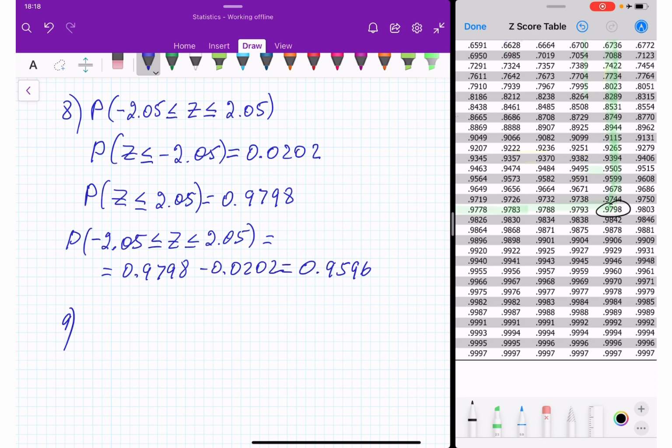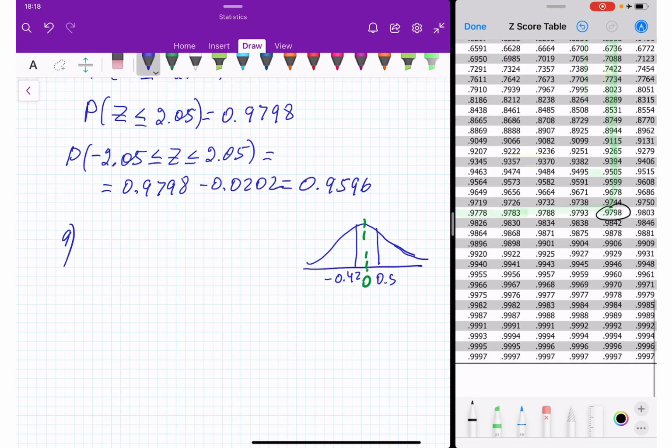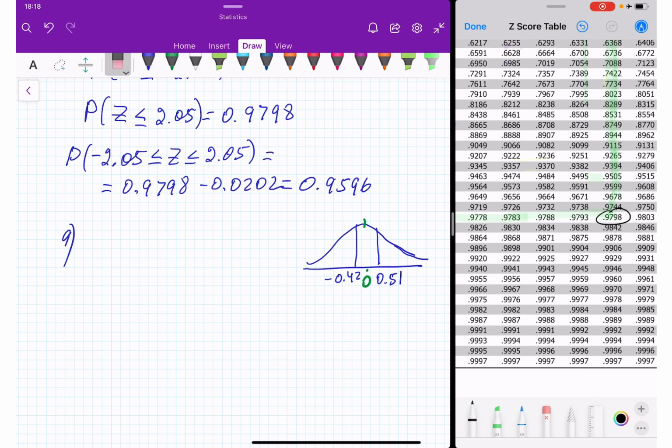Okay, question number 9. So we have a standard normal distribution. Use your imagination, it has to be bell-shaped. In this case, we have negative 0.42 and positive 0.51. The mean and median are here, where the z-score is equal to 0. So here it's going to be negative 0.42, and here it's going to be 0.51. This is what we need to find out between.